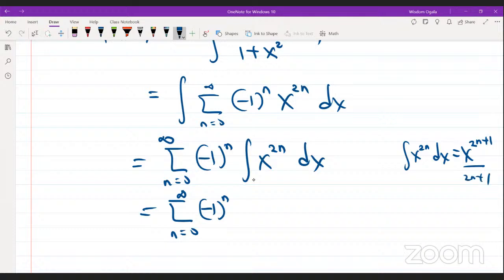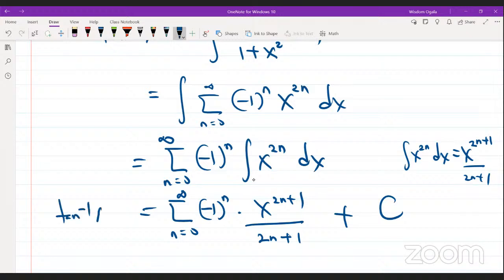Of course, x to the 2n plus 1 divided by 2n plus 1, plus a constant of integration. Now, we cannot really stop here, guys. What are we doing here? We are finding the power series representation for tan inverse of x. But this constant, we need to determine this constant, okay?